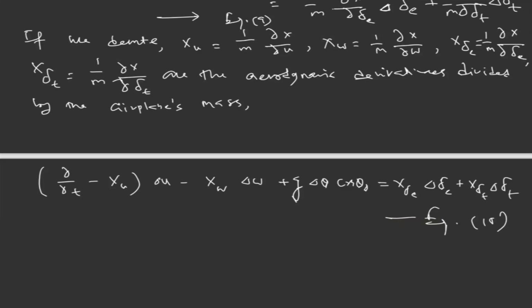And here we have seen how delta u changes with respect to time. The equation is in linear form because X u and X w are stability derivatives, and g cos theta naught and X delta t are basically constant for a given flight condition. These stability derivatives we find from wind tunnel testing.